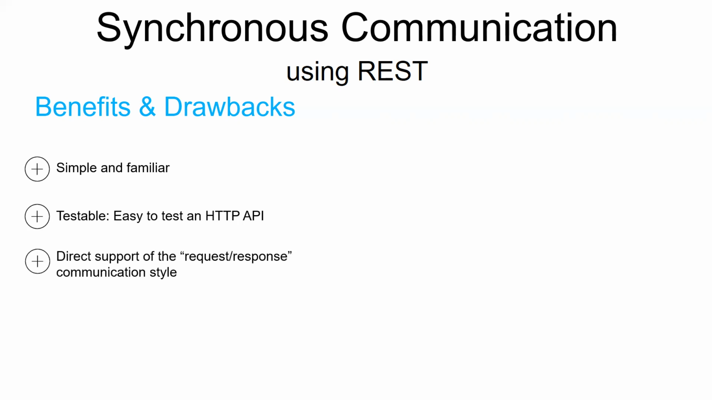Using REST has numerous benefits. For example, it is simple and familiar. You can test an HTTP API from within a browser using, for example, the Postman plugin, or from the command line using curl, assuming JSON or some other text format is used. REST directly supports request-response communication style. HTTP is, of course, firewall-friendly, and REST doesn't require an intermediate broker, which simplifies the system's architecture.